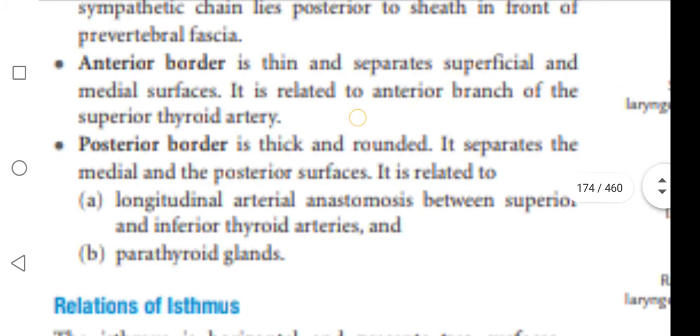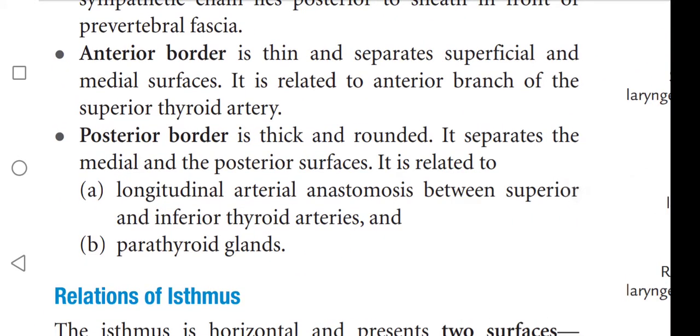Okay, next, posterior border. Posterior border is thick and rounded. It separates the medial and posterior surfaces. It is related to the longitudinal arterial anastomosis between the superior and inferior thyroid arteries, and the parathyroid glands.